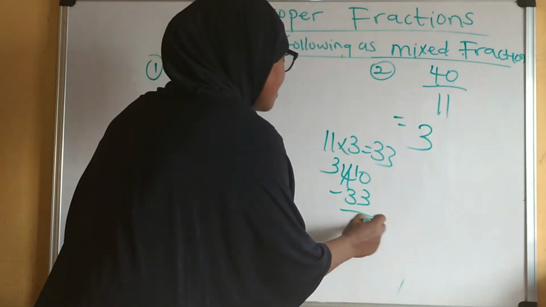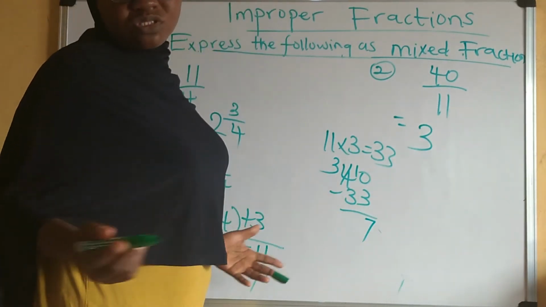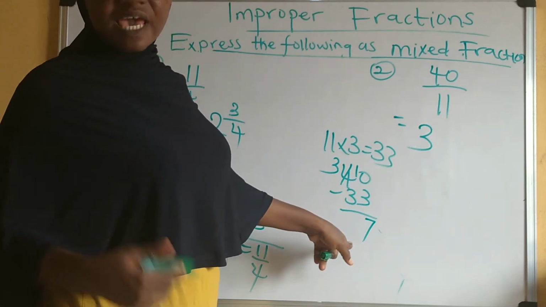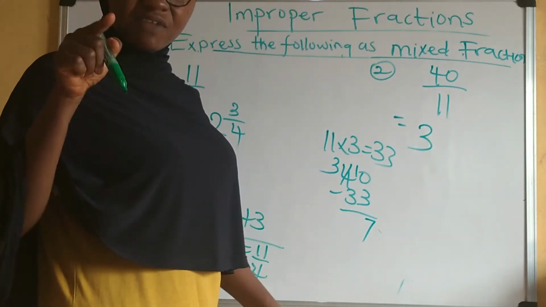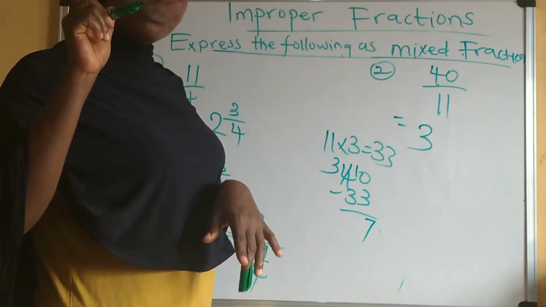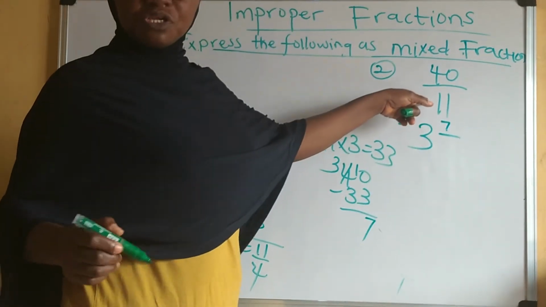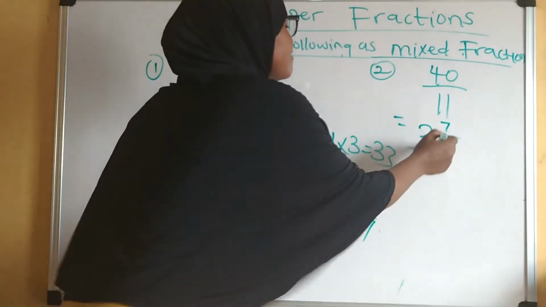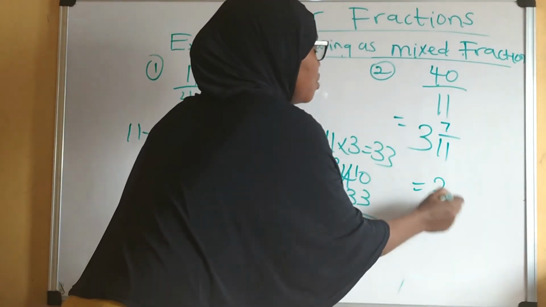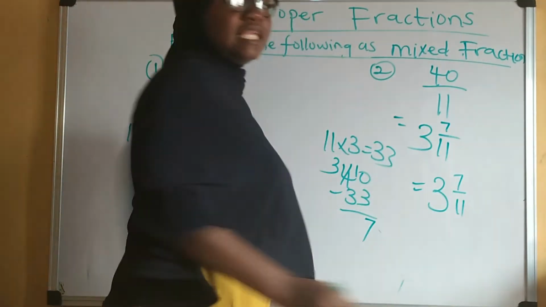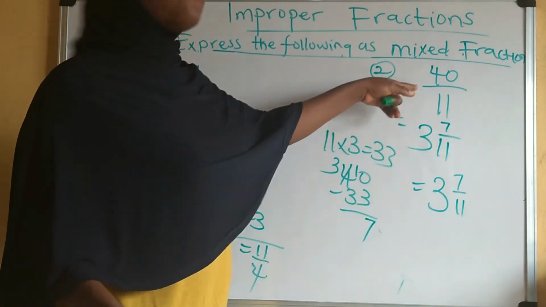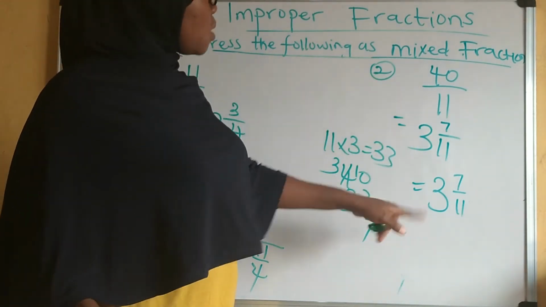I have 7 left. Now, that 7 that I have left becomes my new numerator. So now it's 7 over what? My former denominator still holds as what? 11. So my answer is 3 whole number, 7 over 11. Meaning that I've been able to convert this improper fraction to what? Mixed fraction. So let me walk you through 2 more examples so that you can understand clearly.